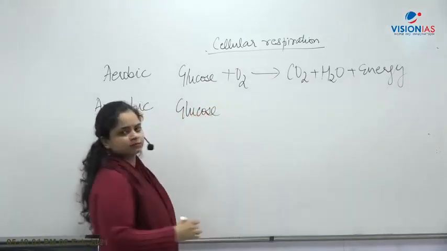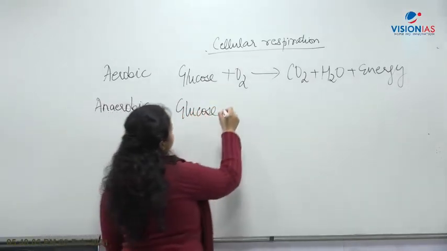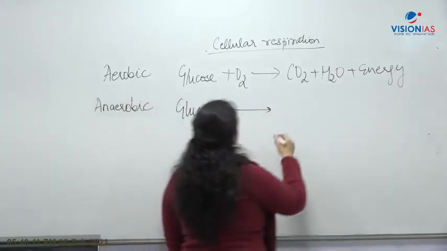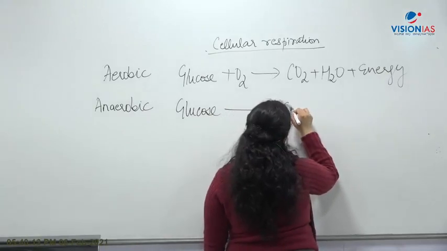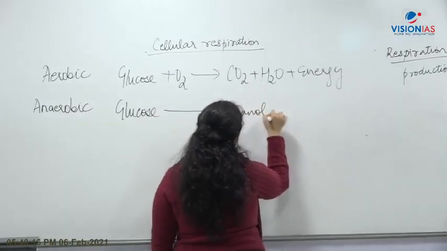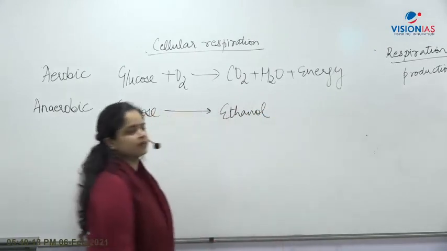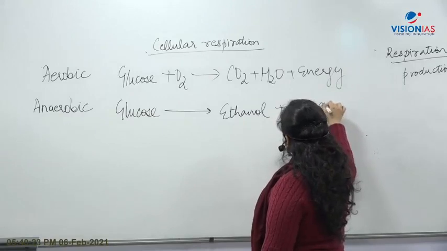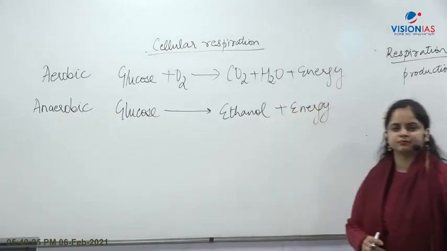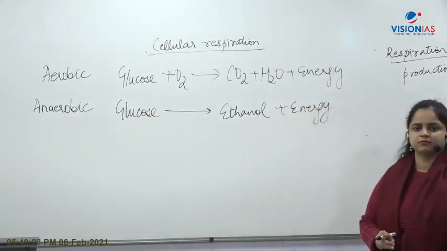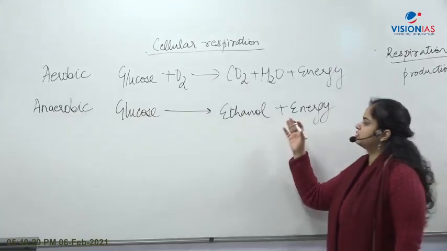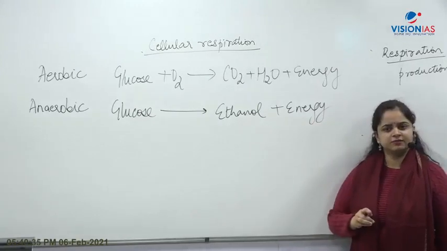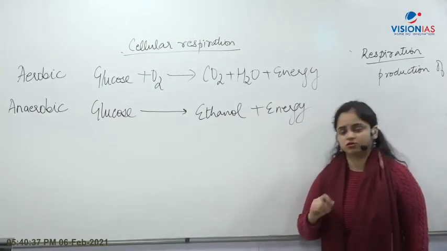So we have glucose, but no oxygen now. And there is production of ethanol or ethyl alcohol and energy. So glucose will break down into ethanol and give us energy without the involvement of oxygen.